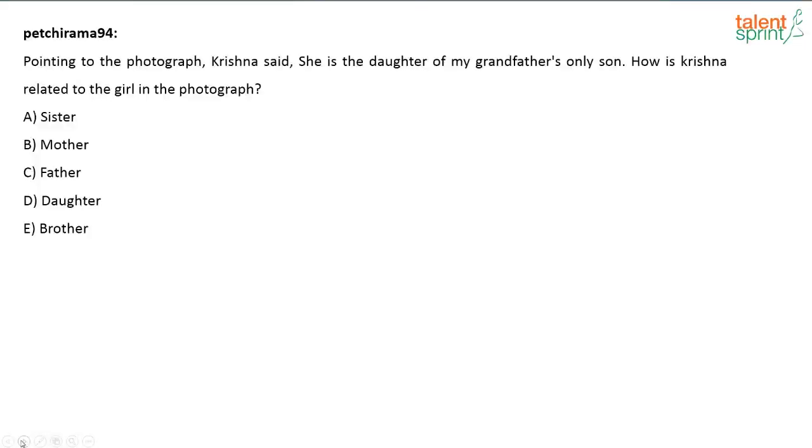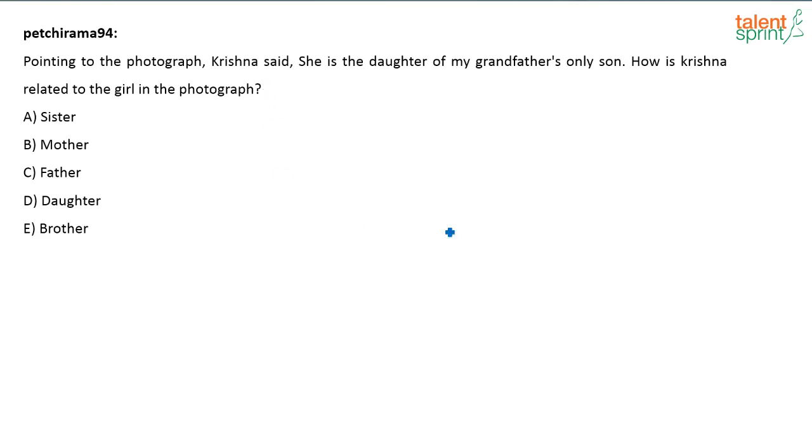Next question was posted by Pechi Ramalakshmi. Pointing to a photograph, Krishna said, "She is the daughter of my grandfather's only son." How is Krishna related to the girl in the photograph? So here, the question is, how is Krishna related to the girl? So either Krishna has to be the niece of the girl or nephew of the girl, whatever. But remember here, the gender of Krishna, is it given? It's not given. So without knowing the gender of Krishna, will you be able to solve this question?